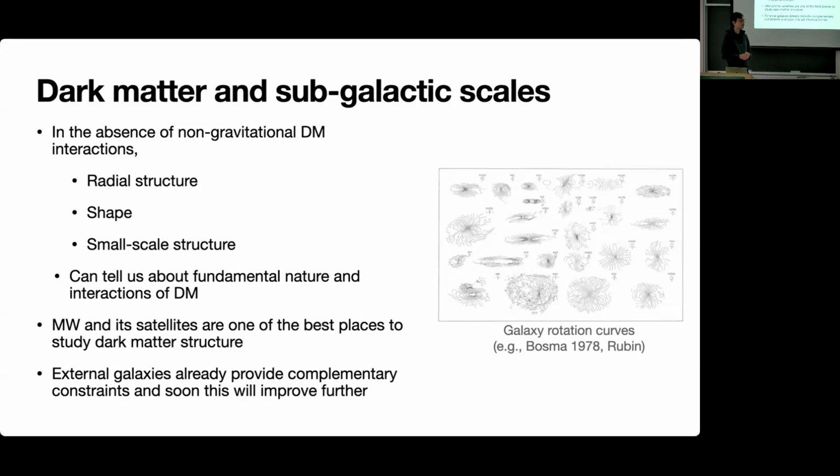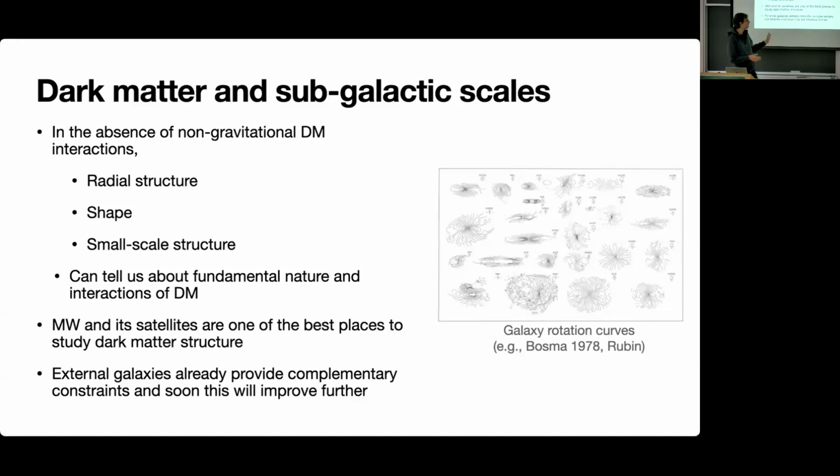And so I'll be particularly focusing on three different observables: the radial structure of dark matter, the shape of dark matter, and the small scale structure. We'll see how we can measure these, how they are affected by baryons, so how much we should be caring about simulations for these in the context of this workshop, and what we can learn about the fundamental dark matter interactions and the fundamental nature of dark matter.